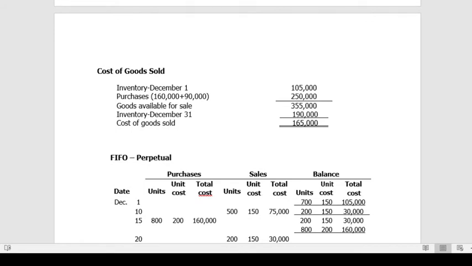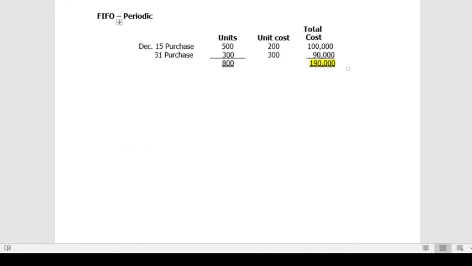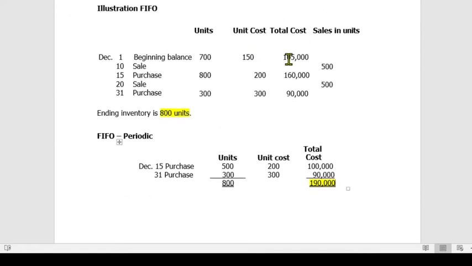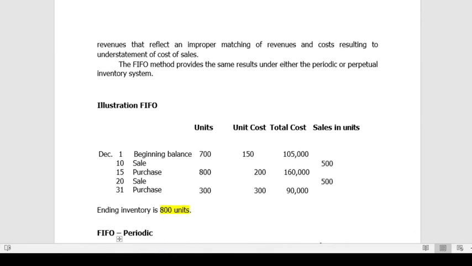So now let us look at how the cost of goods sold will be computed using the FIFO periodic system. So ang inventory beginning mo is 105,000. Saan nakuha yun? Ito yun. 105,000. Plus the purchases. Magkano ba ang purchases mo? I-lift mo lang. 160. Ito yun. And then 190. Ito yun. So that is 250,000.